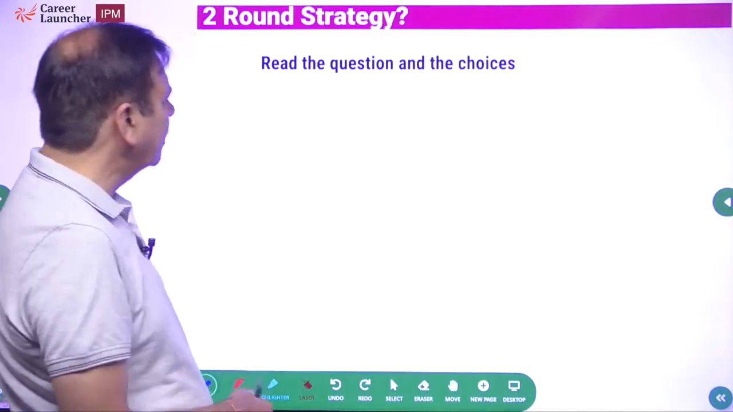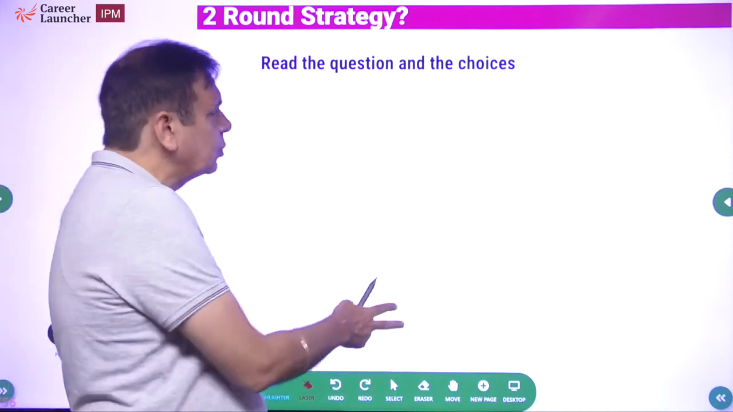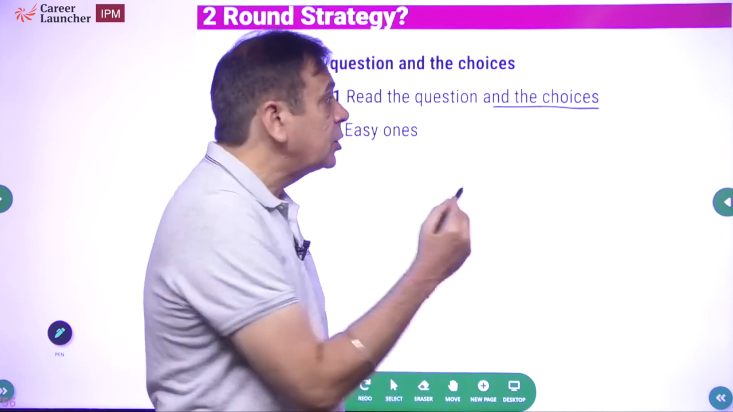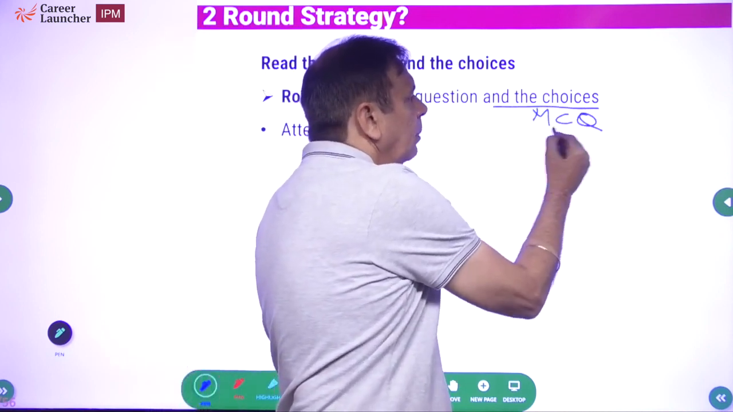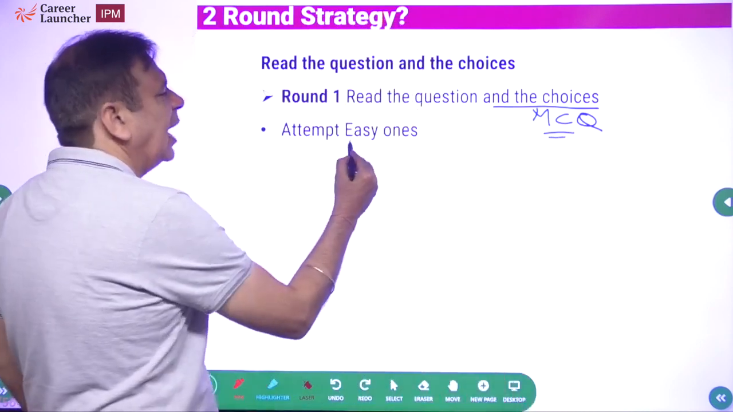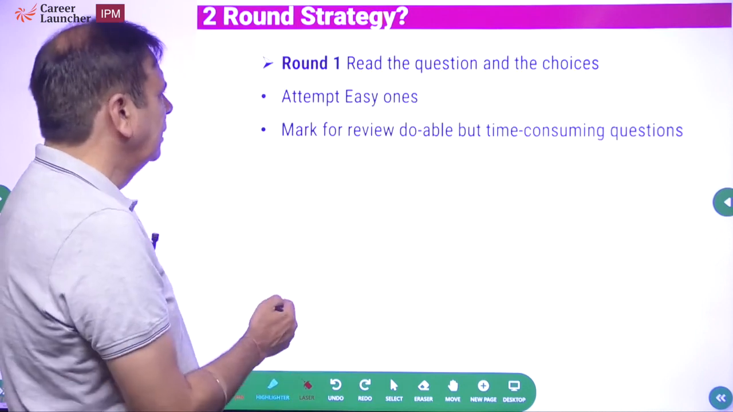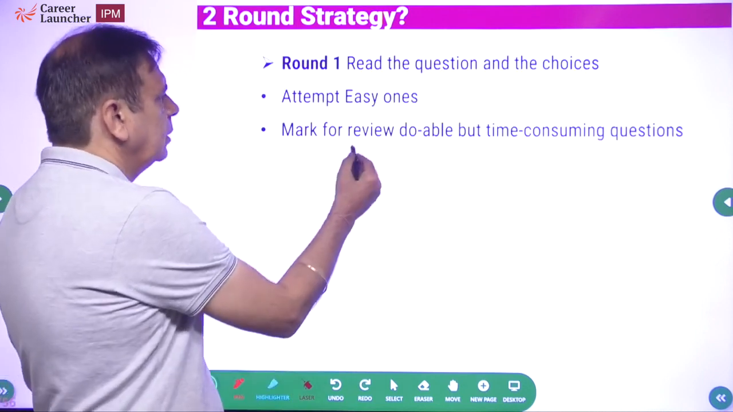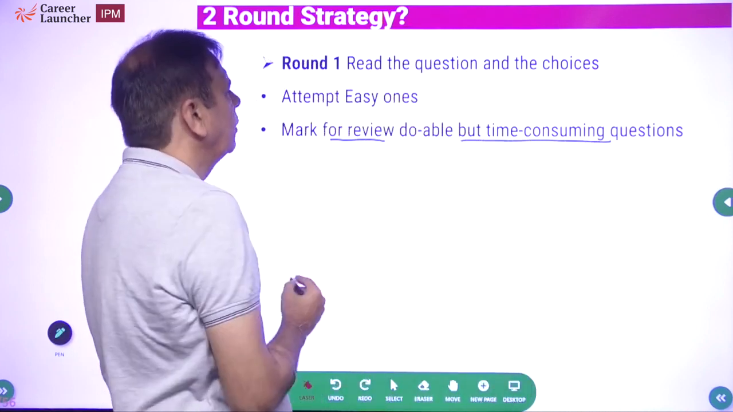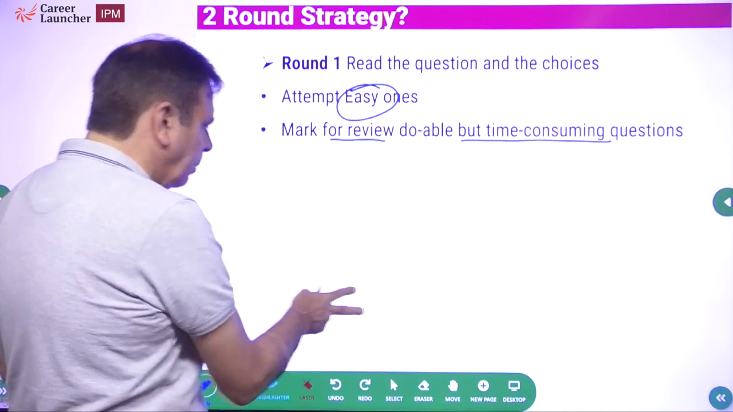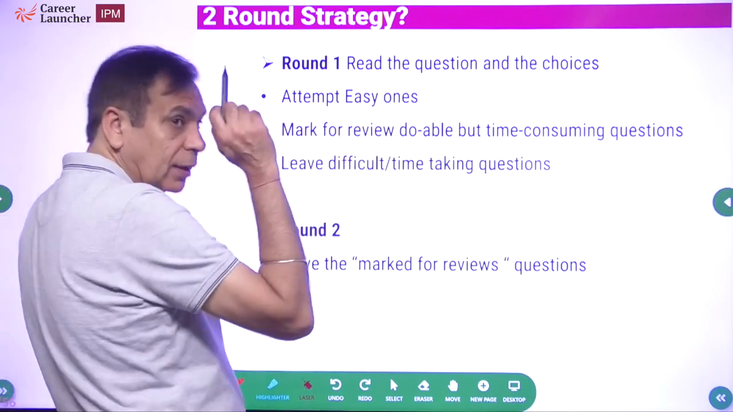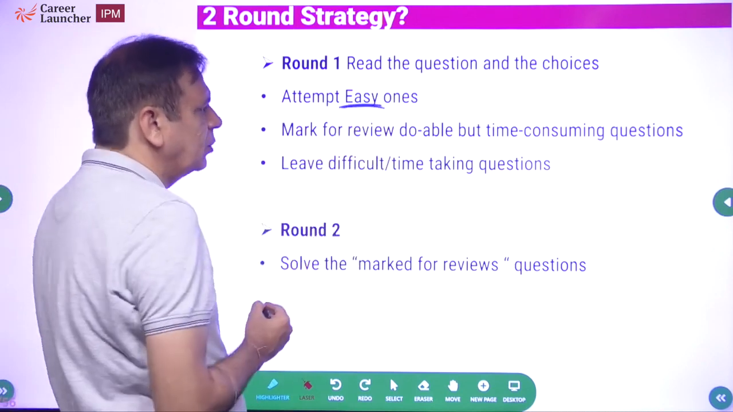Next, the 2-round strategy, just to remind you. First round, read all the questions along with the choices, which is especially important in an MCQ, because the choices give you information. They tell you how you're supposed to solve the question. Attempt the easy ones. When you come to a question that is doable but time consuming, mark it for review. Let's go to the full slide.